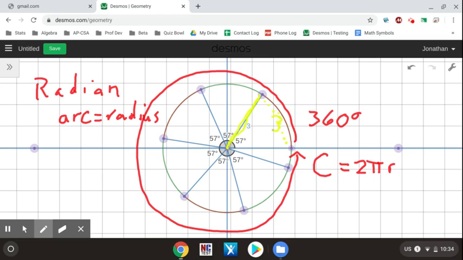Then you see in green, I have another one. That's another distance of 3. So that's 2 radiuses for a total of 6. 3 radiuses for a total of 9. 4 is 12. 5 is 15. 6 is 18. And then I have a little bit more there, and we're going to talk about that a little bit more.